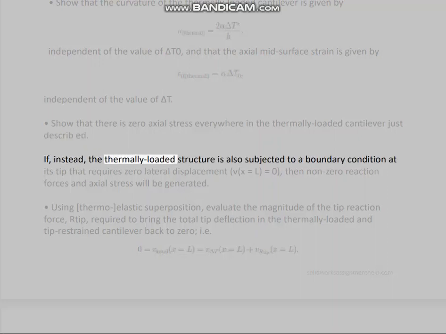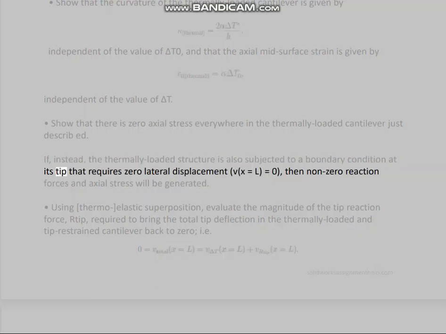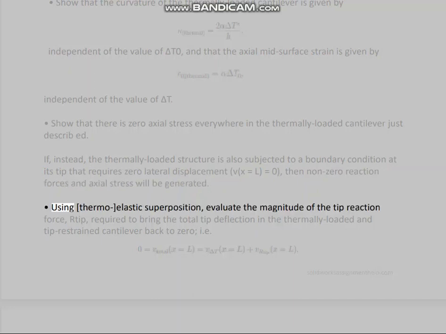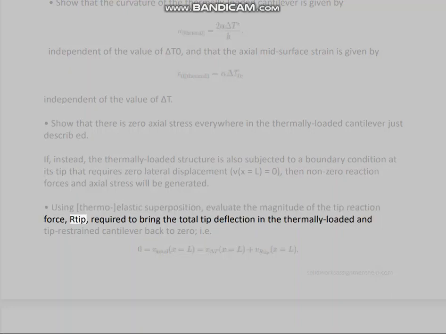If, instead, the thermally loaded structure is also subjected to a boundary condition at its tip that requires zero lateral displacement, v at x equals L equals 0, then non-zero reaction forces and axial stress will be generated. Using thermo-elastic superposition, evaluate the magnitude of the tip reaction force required to bring the total tip deflection in the thermally loaded and tip-restrained cantilever back to 0, i.e.